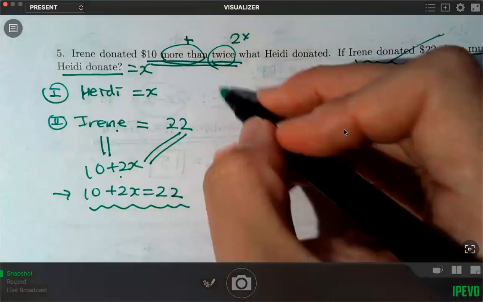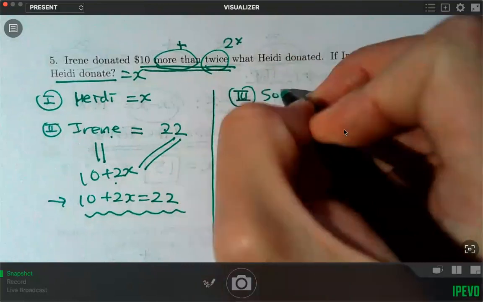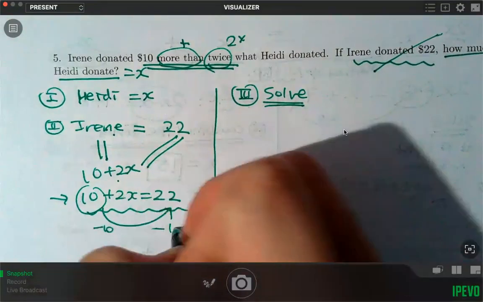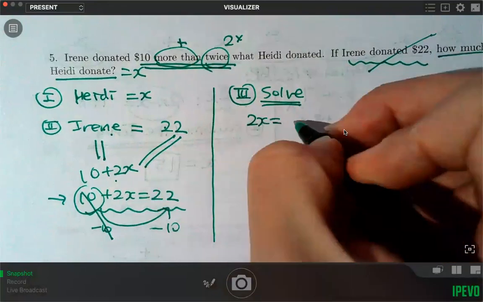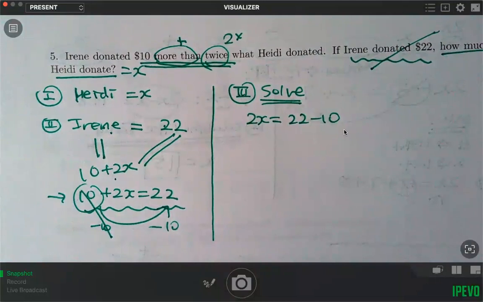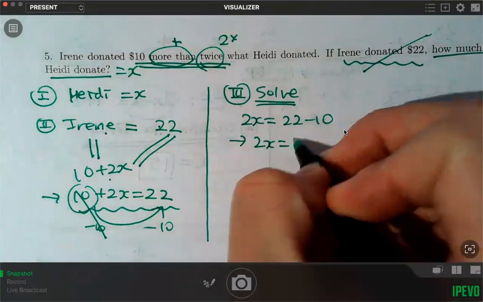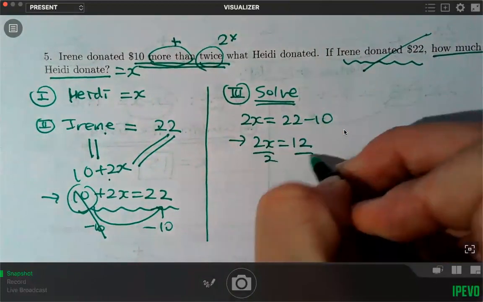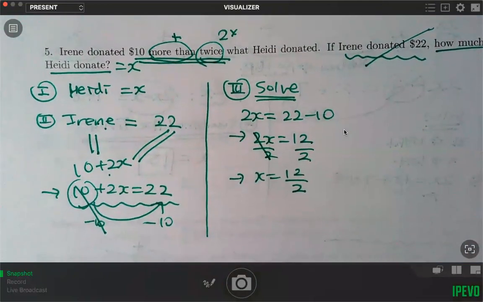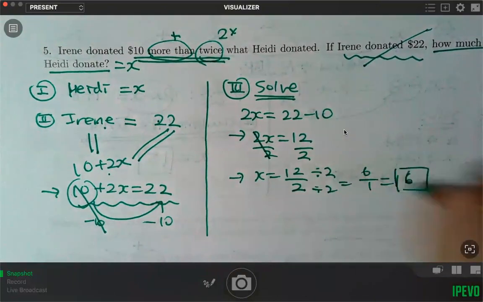Okay, so now how do you solve this? Subtract the 10. Minus 10, right? So move 10 to here. So minus 10. So 2x is equal to 22 minus 10. And then, okay, so the right-hand side is equal to 12, yes. And then, divide by 2. So x is equal to 12 over 2. And what is 12 over 2? 6. Okay, so Heidi donated $6.